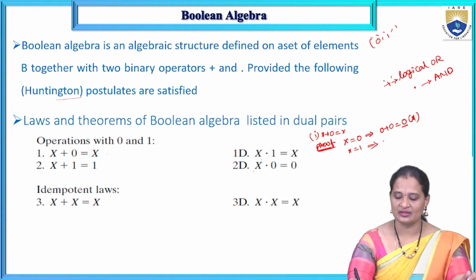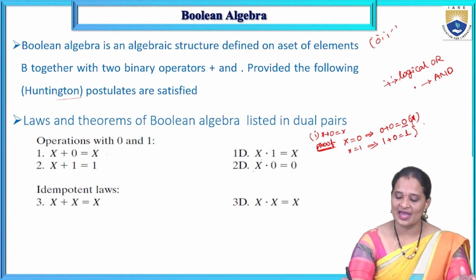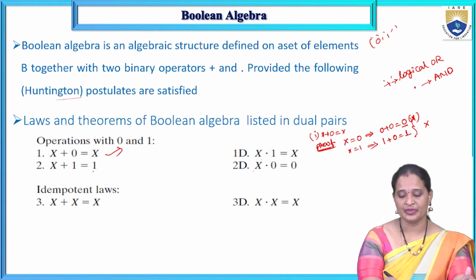Similarly, if x is 1, then 1 plus 0 is also equal to 1. So in both cases, whether x is 0 or 1, x plus 0 gives us x. That is why we can say that x plus 0 is equal to x.